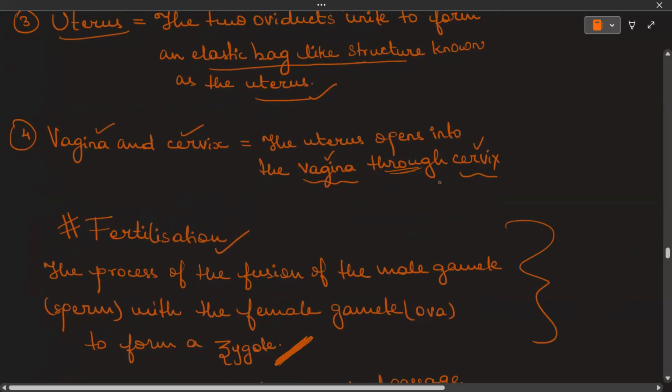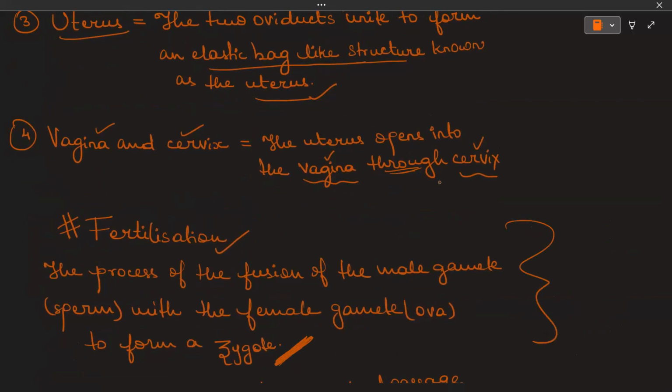Okay, this is the last part that says the process of fertilization. This is the process wherein the male gamete, which is the sperm, will fuse with the female gamete, which is the ova or the ovum. And ultimately, what will be formed? A zygote will be formed. So this whole process of formation of zygote by the fusion of a male gamete along with a female gamete is known as fertilization.